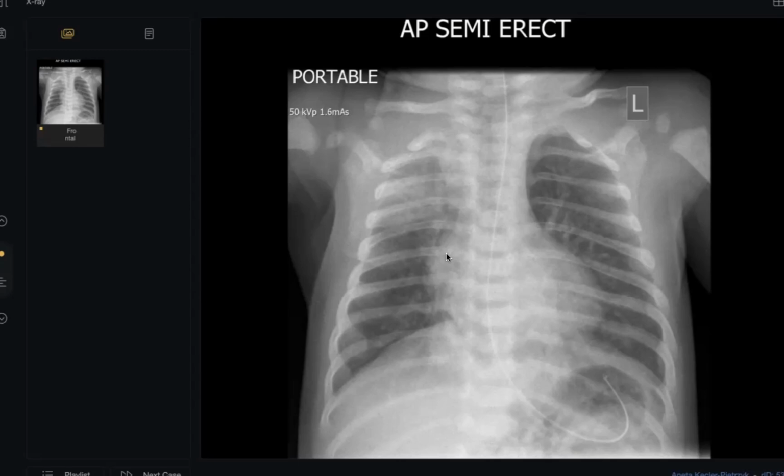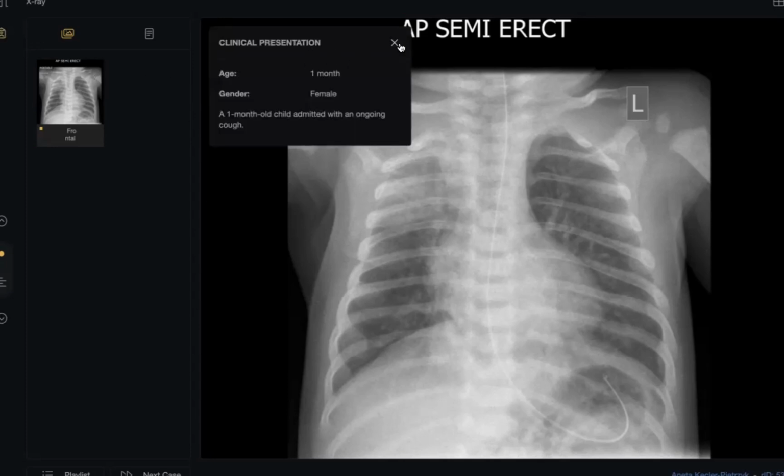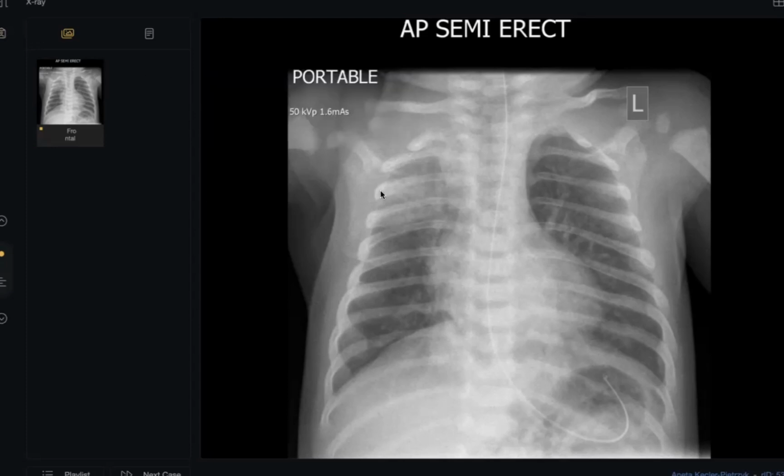The visualized bones show some expansion at the anterior ends. Do you think it is rickets in a one-month-old? Very difficult, no. What's your final diagnosis for this one? Cough, likely infective cause. Are you sure? The patient didn't have fever.